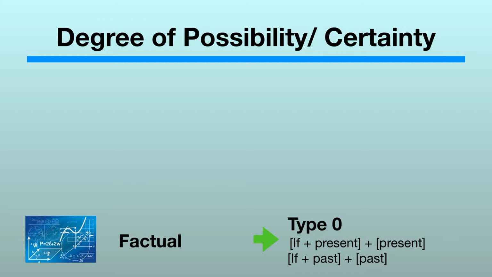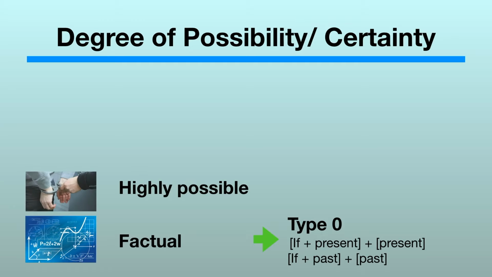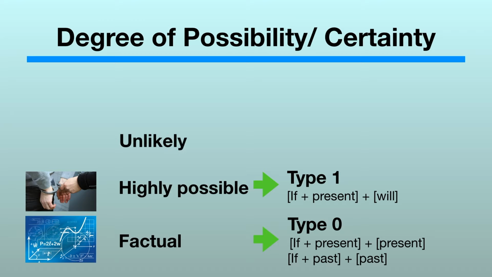Then we'll talk about situations that are highly possible, very likely to have some sorts of results that you expect. For example, in today's world, you commit a crime and it's very likely that you'll get caught. Then in this case, you use type 1. And the structure is you use the present tense in the first part, and then for the second part, you use the word will.